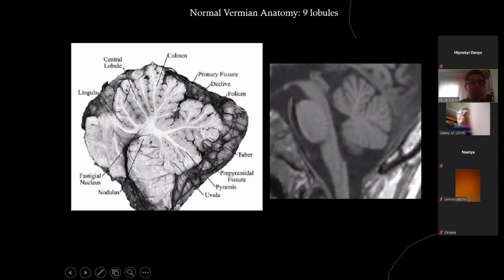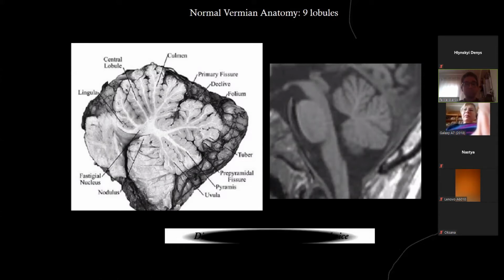There are 9 lobules: the lingula, and then clockwise the central lobule, culmen, and then there is the primary fissure, and then the declive, folium, tuber, and then another fissure called the pyramidal fissure, pyramids, and uvula. And this is the normal appearance. If something is missing and the vermis is small, think of Dandy-Walker malformation. And of course, the kind of sequence you do is very, very important. So you need to do, if possible, 3D T1 weighted images, because you need high resolution.